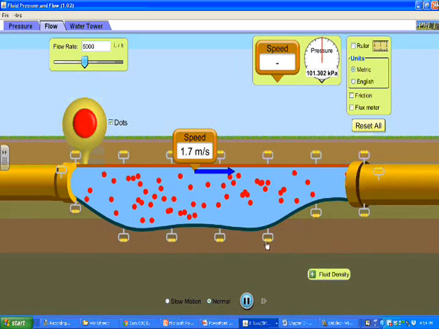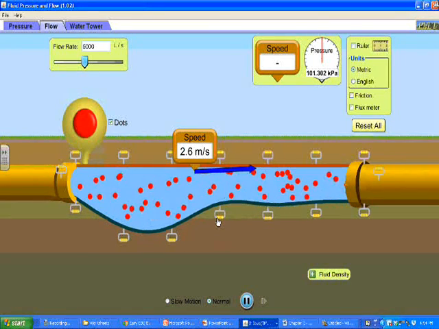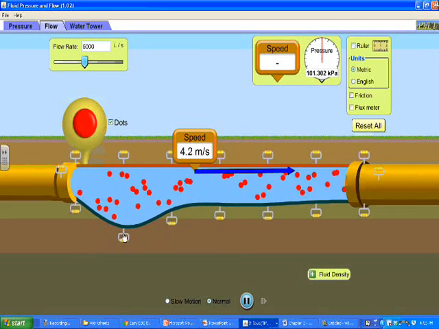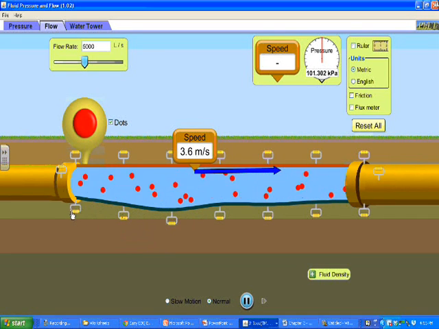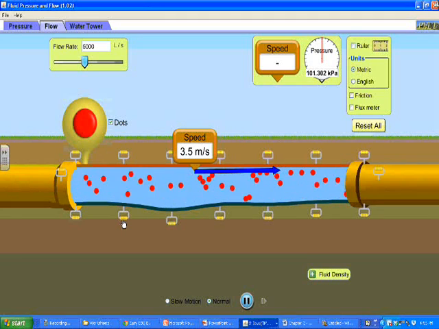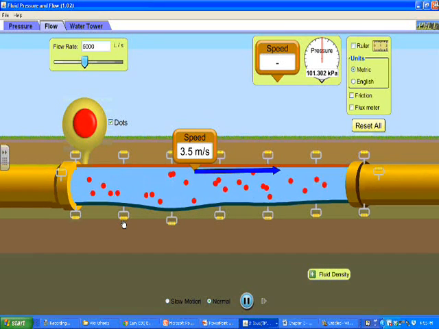I'm going to try to pull up all parts of the pipe to be equal. And do you see that as we make it smaller, it increases in speed? So we've gone from 1.6 meters per second, I believe is what we were at first, to 3.5 meters per second because the pipes are smaller. Anytime you make the pipe smaller, it's going to move at a faster rate.